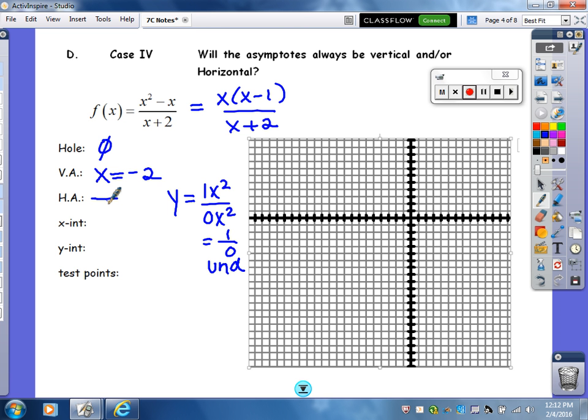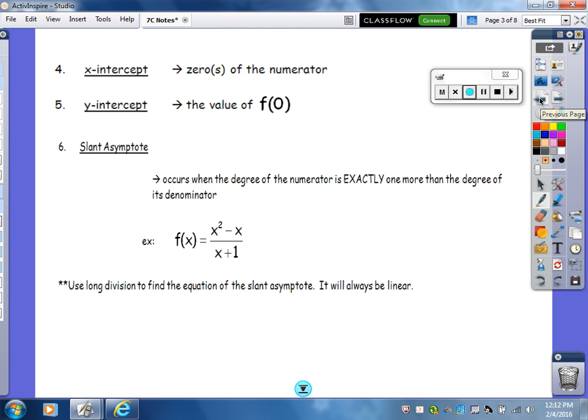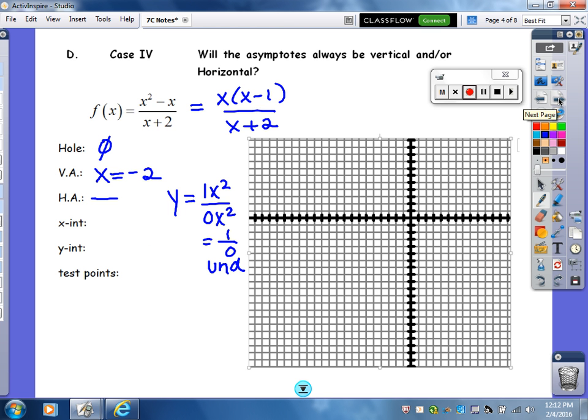So that means we don't have a horizontal asymptote. So now when you don't have a horizontal asymptote, it may have what we call a slant asymptote. So let's go back and look at the definition of a slant asymptote. So a slant asymptote occurs when the degree of the numerator is exactly one more than the degree of the denominator. So in our case, this is actually our problem. Here the degree of the numerator is 2 and the degree of the denominator is 1.